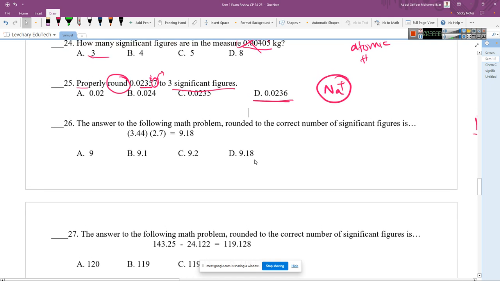Okay. Shall we move to the 26th one? Yes. Right. So the answer to the following math problem, rounded to the correct number of significant figures. Now you see here, when we multiply two numbers, we multiply using our usual method. If you multiply these two numbers, we get 9.18. Using a calculator, can you confirm whether you get this number?